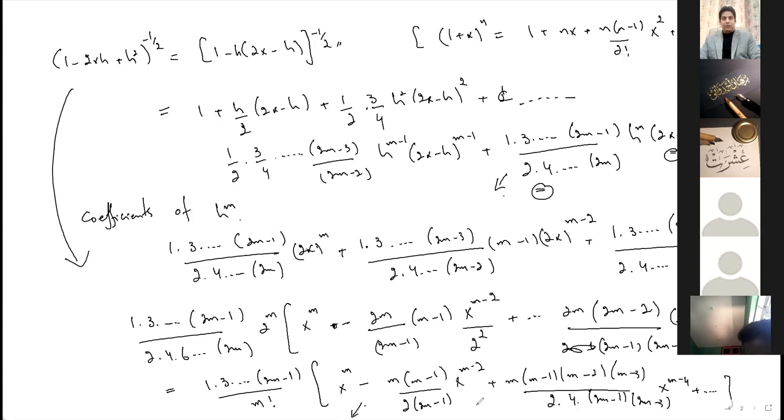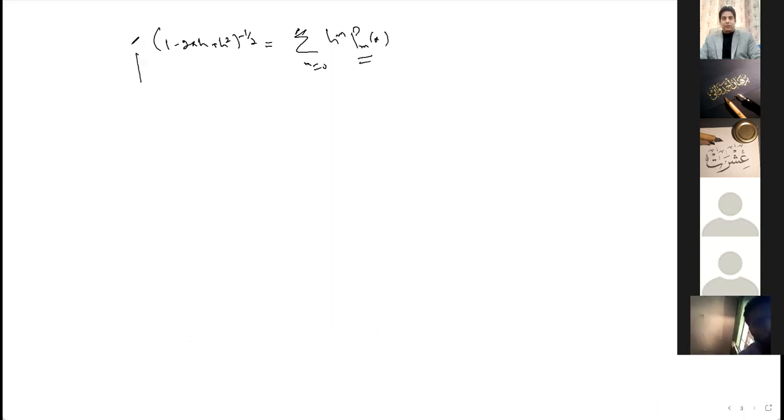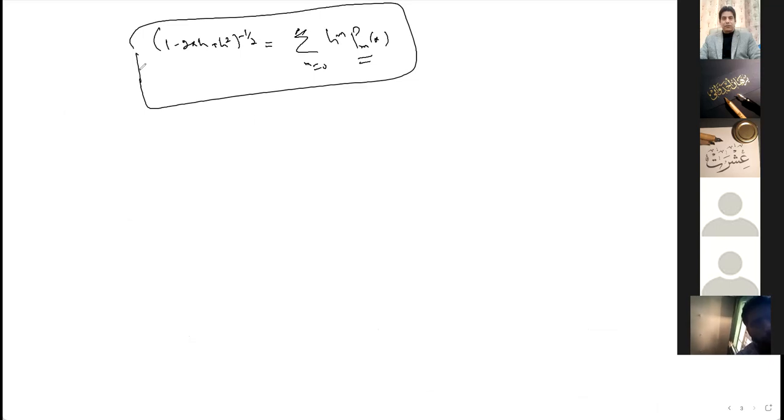So this is simply P_m(x), right. So we can say we have generated these Legendre polynomials from this very equation. That means (1 minus 2xh plus h squared) raised power minus 1 by 2 is equal to the summation over m running from 0 to infinity of h^m P_m(x), where P_m(x) are the coefficients in the expansion of this term, and they are called Legendre polynomials.